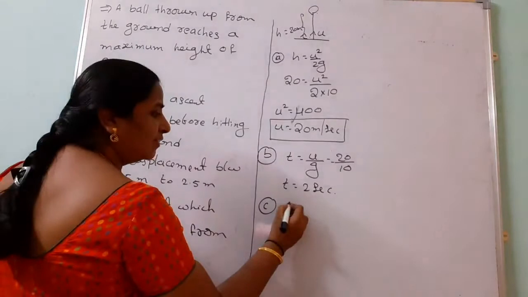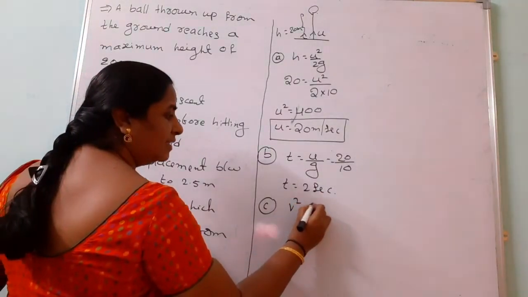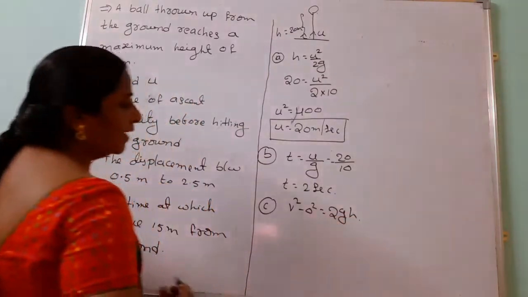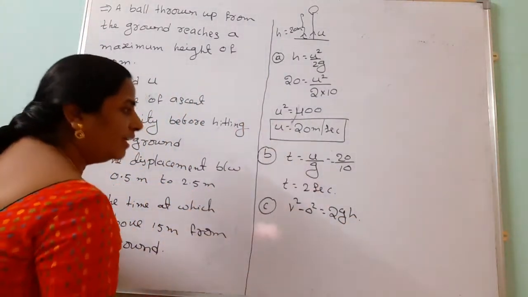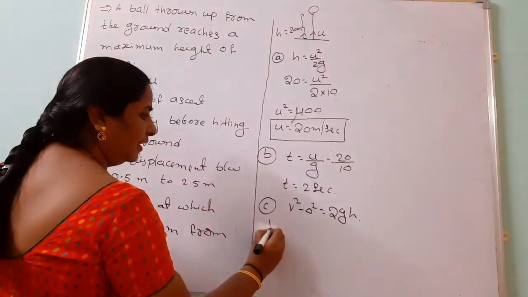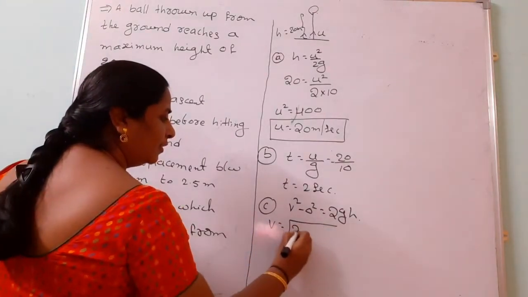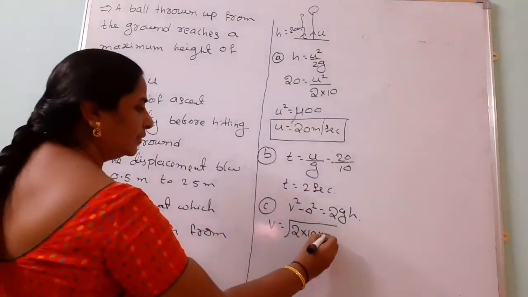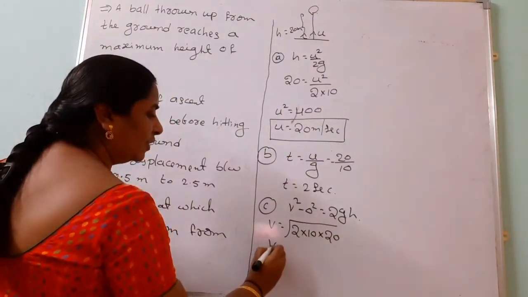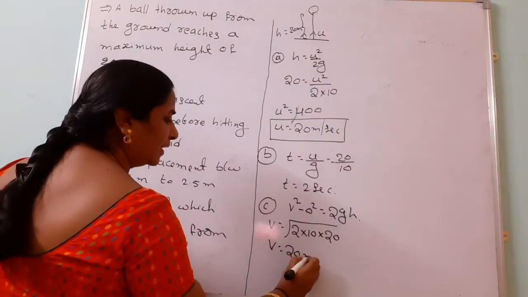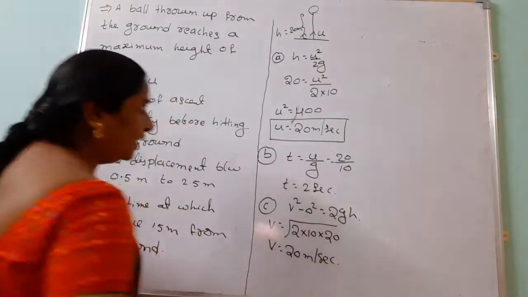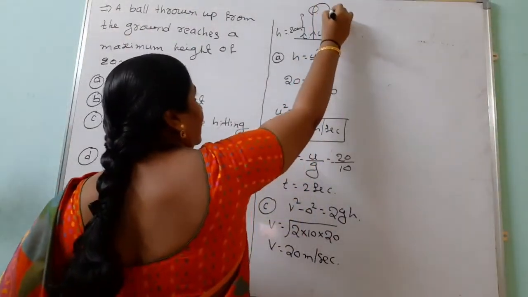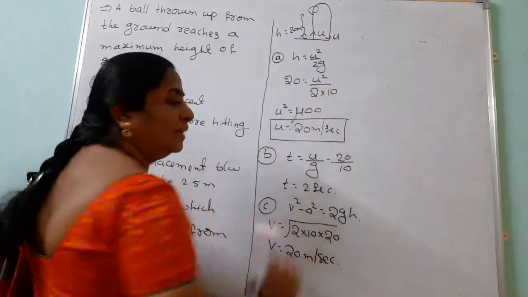We can use the third equation of motion. v square minus 0 square equals 2 into g into h, because the starting velocity is 0 in the case of a freely falling body. So v equals under root 2 into 10 into h, and we already know h is 20 meters. Under root 400 is 20 meters per second. From this, what are we understanding? The projected velocity is 20 meters per second, and when it reaches the ground also 20 meters per second.